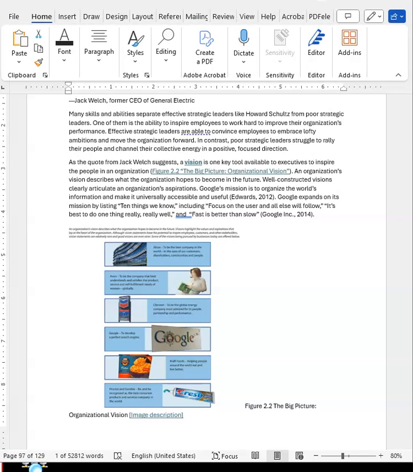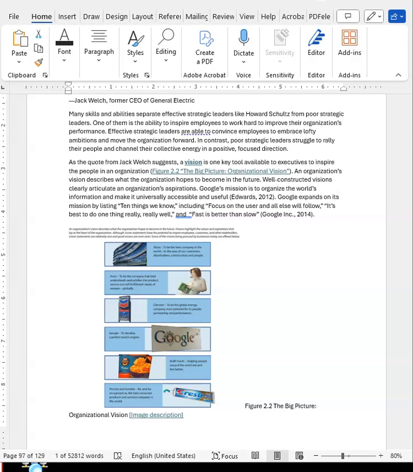in an organization. Figure 2.2, the big picture, organizational vision. An organization's vision describes what the organization hopes to become in the future. Well-constructed visions clearly articulate an organization's aspirations. Google's mission is to organize the world's information and make it universally accessible and useful.